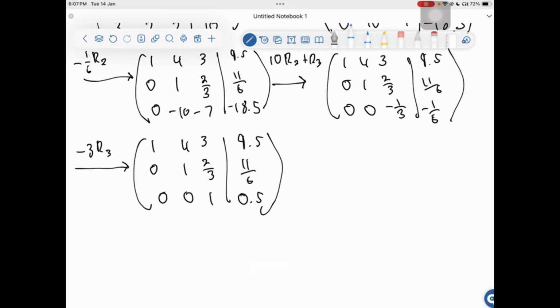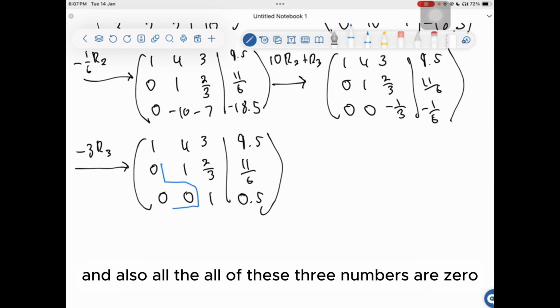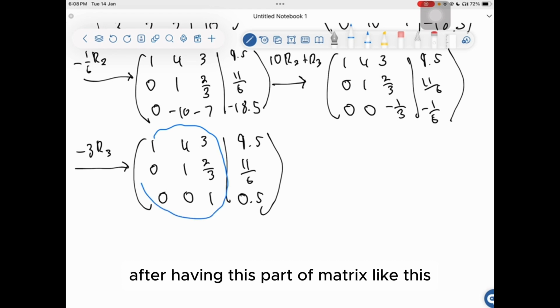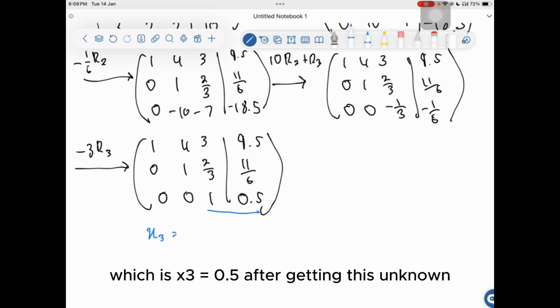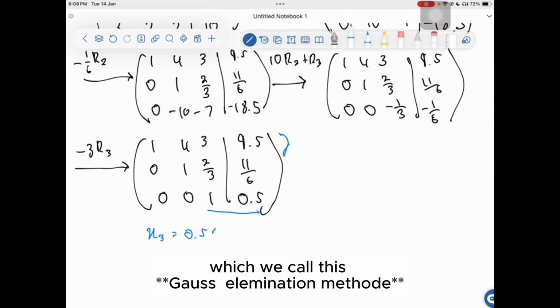At this step, we already got our diagonal leading one, and also all of these 3 numbers are 0. After having this part of the matrix like this, we can get the third unknown, which is x3 equals 0.5. After getting this unknown, we can solve the 2 equations, which we call the Gauss method, to get the answer.